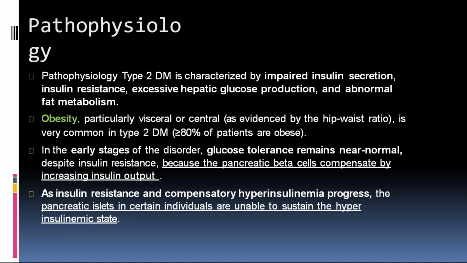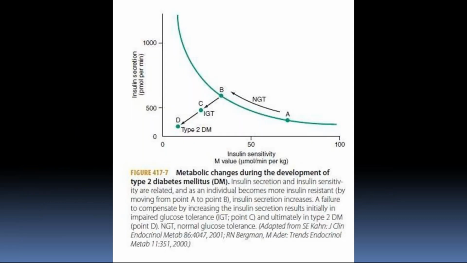So here we can see in this graph the metabolic changes during the development of type 2 diabetes mellitus. Here we can see the insulin secretion on the vertical side, and on the horizontal we can see the insulin sensitivity. The insulin secretion and insulin sensitivity both are interrelated.